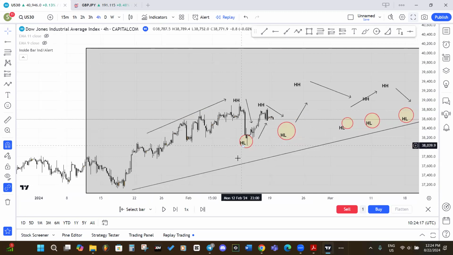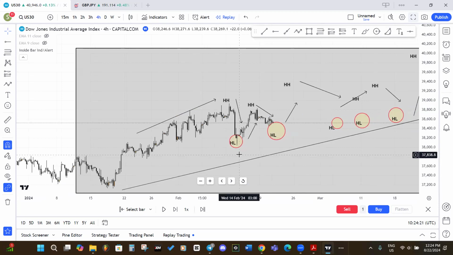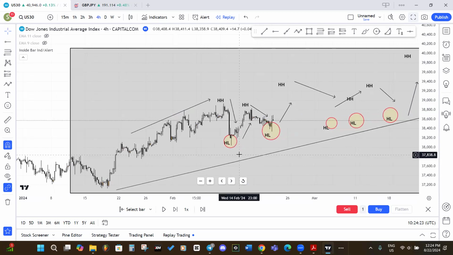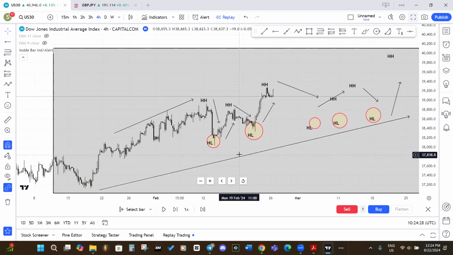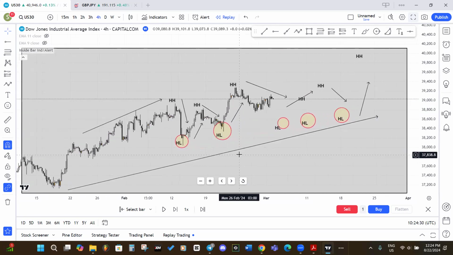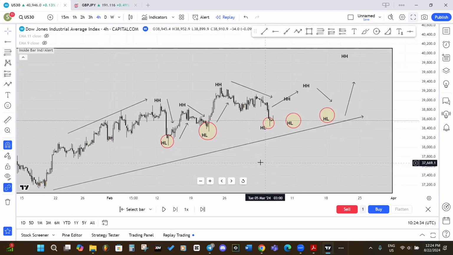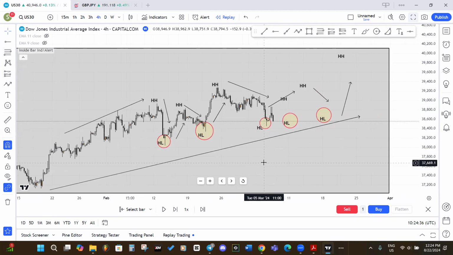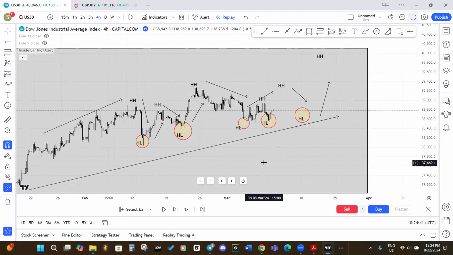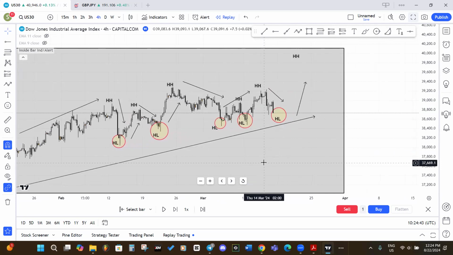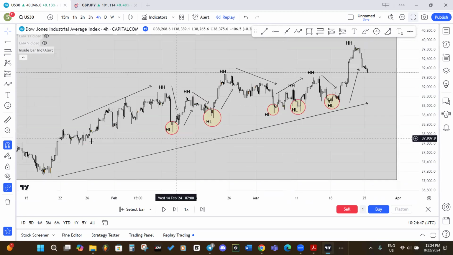So in this case, you'll see that the market is now retracing. And then now we're pushing up to our higher high. And then again, pushing to a higher low. The market is giving you another opportunity. And then pushing again to a higher high, back to a higher low. Then higher high, higher low, and then higher high.